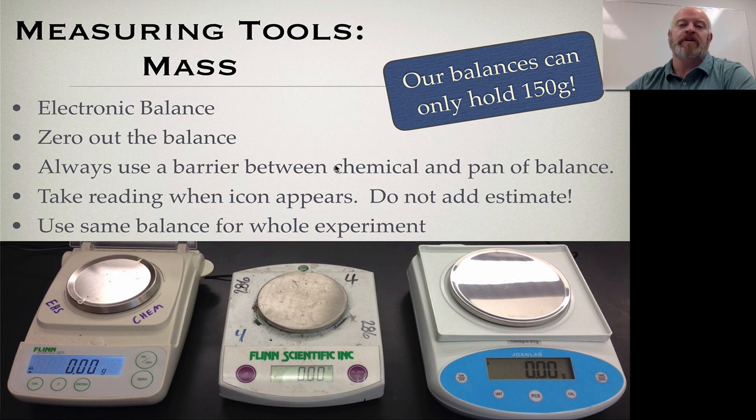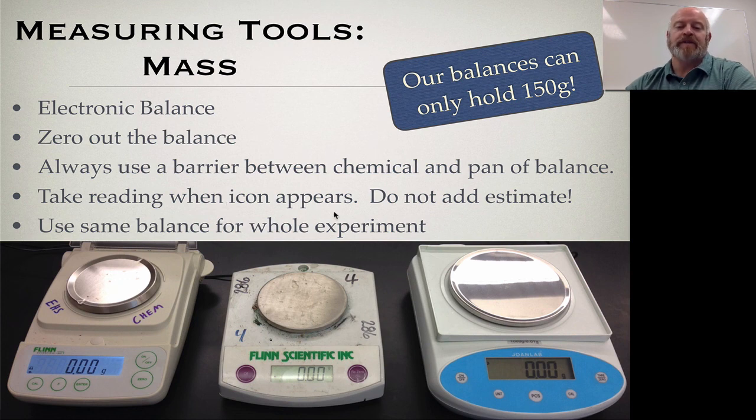Once you get ready to use a balance, always use some sort of barrier. So use a measuring cup, use a little beaker, use a piece of paper, something where you're not putting chemical directly on the pans of our balances. Okay, so we don't ever want to make that contact between chemical and the pans because these are just metal and they could chemically react.